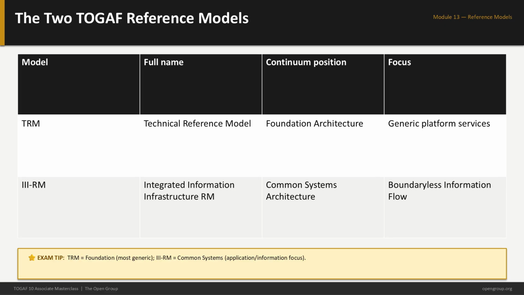Let's put the two side by side, because this table is essentially the whole module in miniature. The TRM, the Technical Reference Model, sits at the foundation architecture position in the continuum, and it focuses on generic platform services. The 3RM, the Integrated Information Infrastructure Reference Model, sits at the common systems architecture position, and it focuses on boundaryless information flow. So the clean mental split is: TRM is foundation, the most generic, and it's about the platform. 3RM is common systems, one step more specific, and it's about application-level information flow. Burn that distinction in now, and the rest of the module just fills in detail.